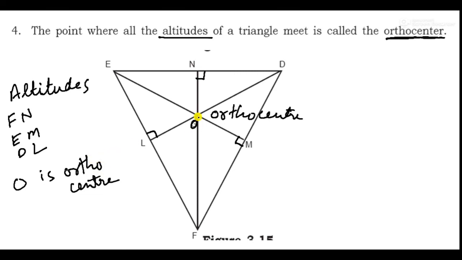So always remember it is the orthocenter of the triangle. How can we find the orthocenter of the triangle? When we construct the altitudes of the triangle from all the vertices, we get an intersection point, and that intersecting point is called the orthocenter. Let us see the next property.